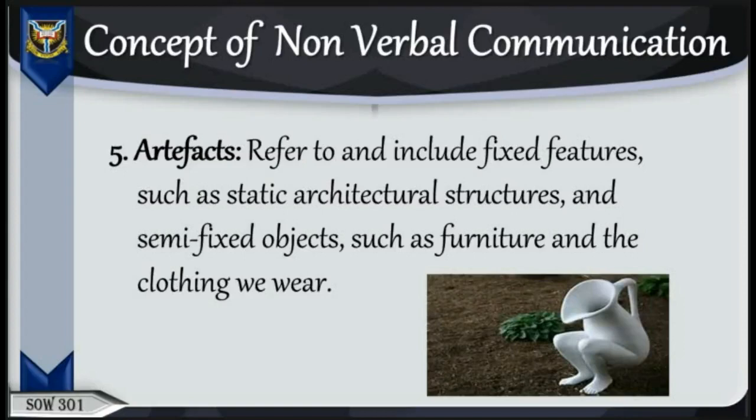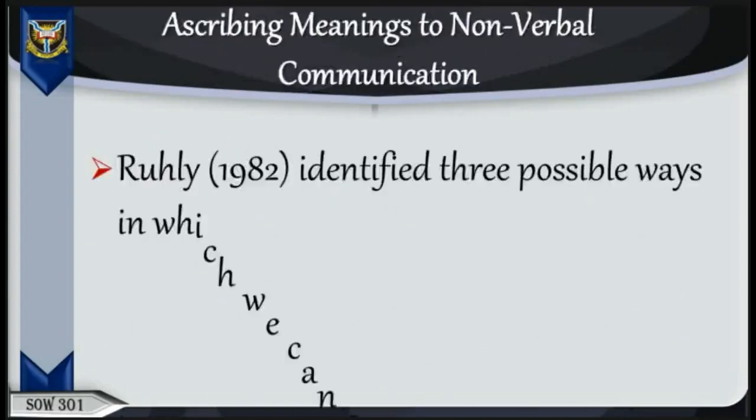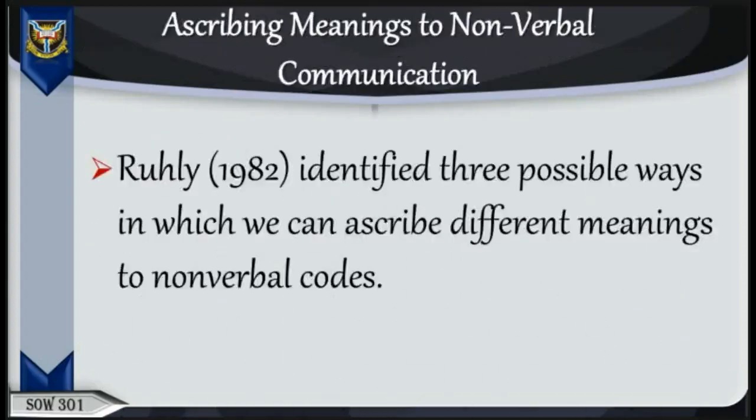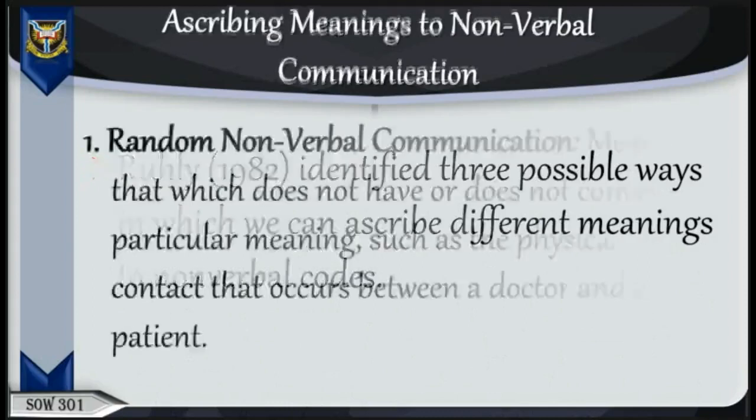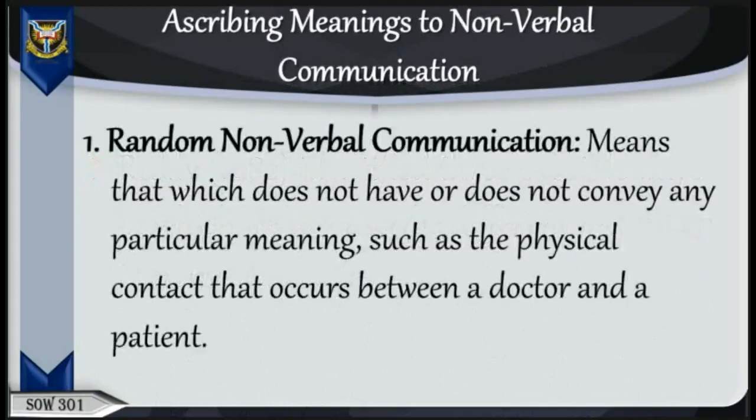3. Ascribing meanings to nonverbal communication. Ruley, 1982, identified 3 possible ways in which we can ascribe different meanings to nonverbal codes. 1. Random nonverbal communication means that which does not have or does not convey any particular meaning, such as the physical contact that occurs between a doctor and a patient.